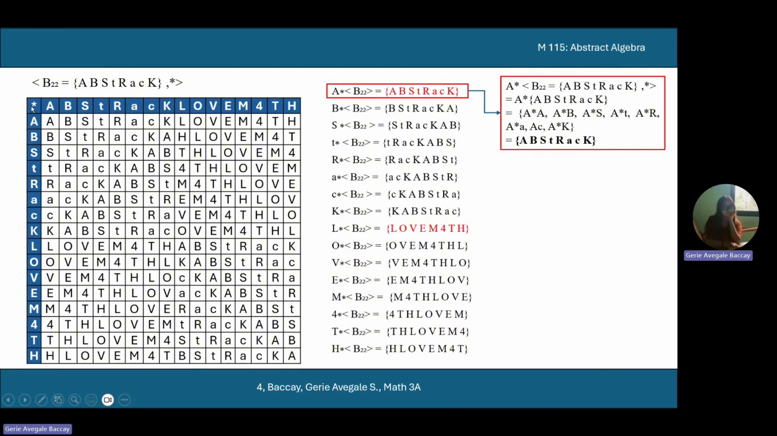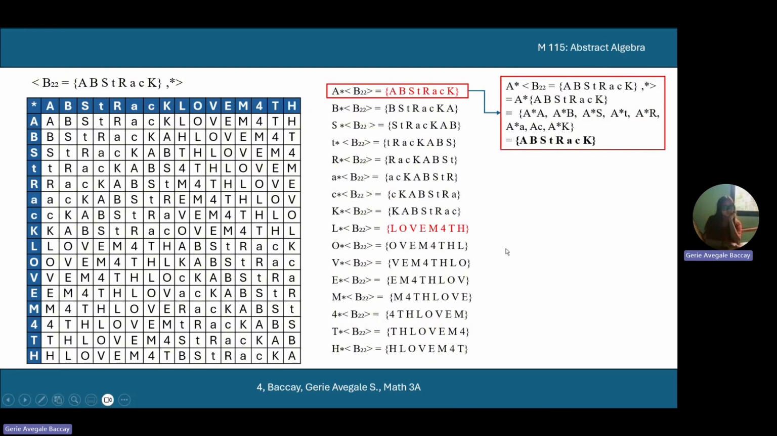And b star a is small c, that's why we have small c here. And then b star c is k, that's why we have k here. And then b star k is a, that's why we have a here. And that's how we get the left cosets. And just repeat the process until we get the distinct cosets for B sub 22.